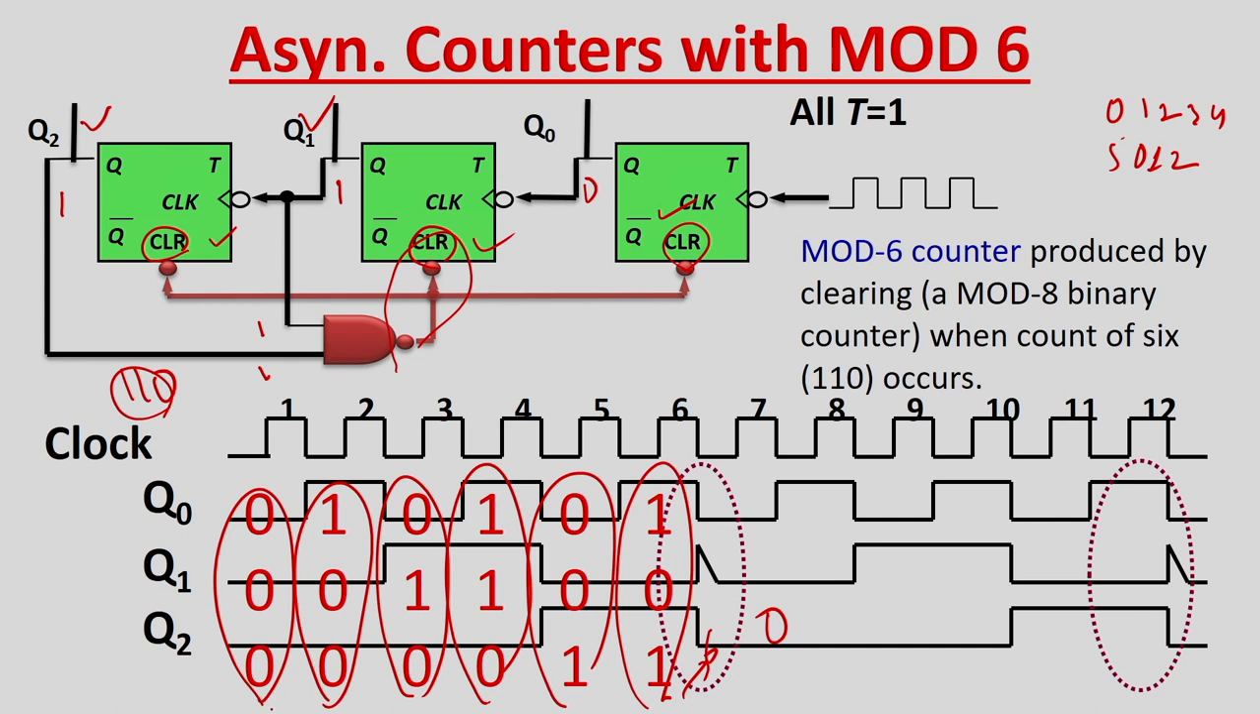If you look here, it goes up to 5, and whenever it touches 6, immediately after touching 6 it resets, and we are using asynchronous reset. So the mod-6 counter is produced by clearing a binary mod-8 counter when the count touches 6. Whenever the count touches 6, simply reset it, and if the resetting time is very short, then it will not be visible.